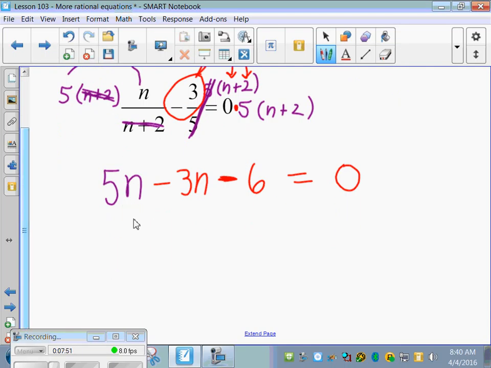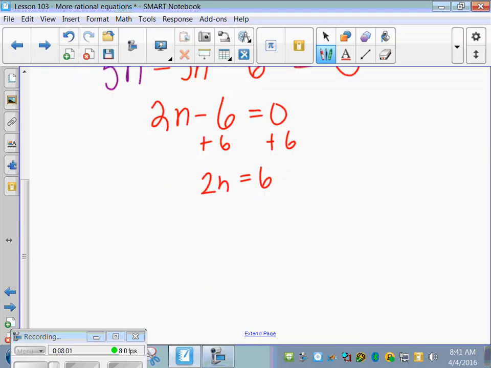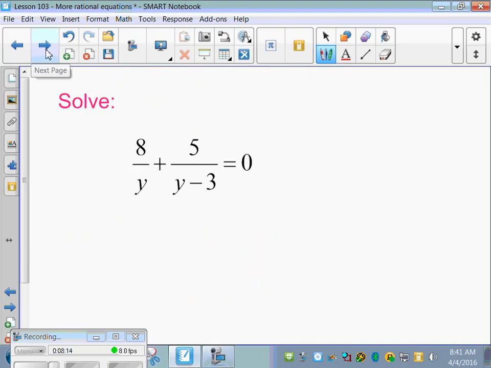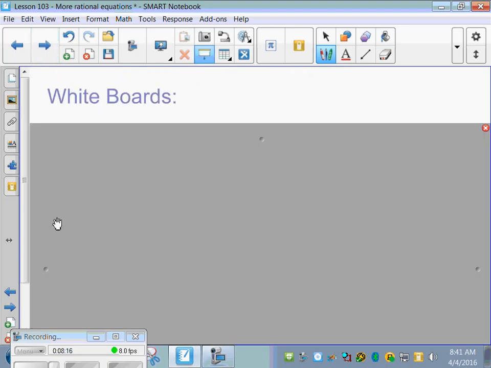So 5n minus 3n is 2n. And we're going to add the 6 over to the other side. And we're going to divide by 2, just like you guys have been doing forever. And you get 3 as your solution. I feel like we just did that. Is everyone good? Okay.